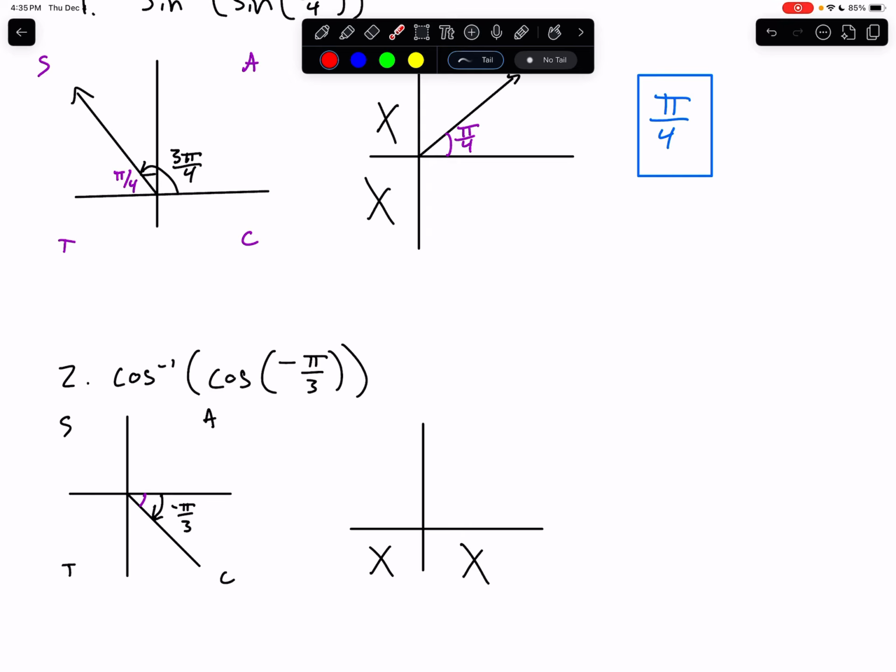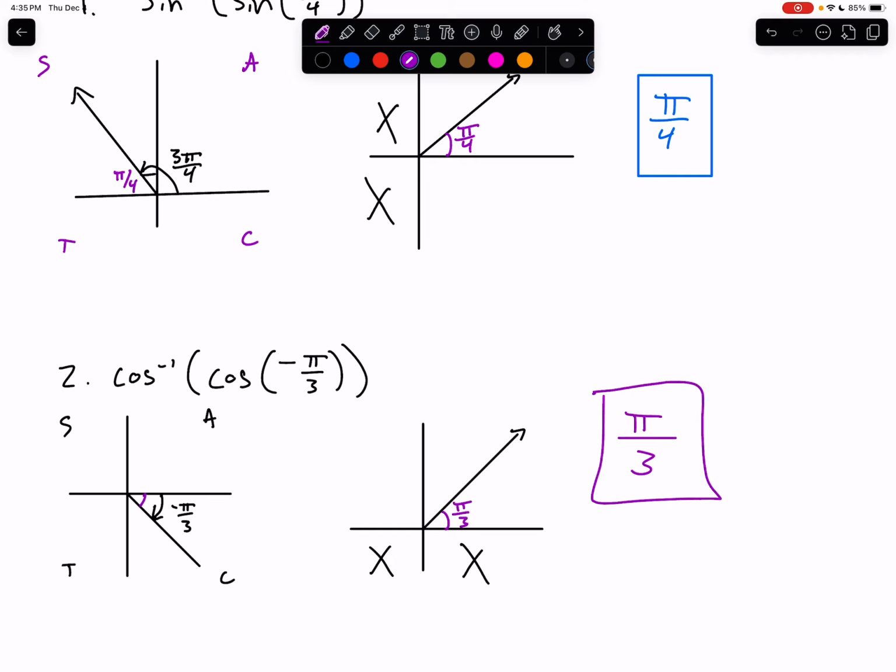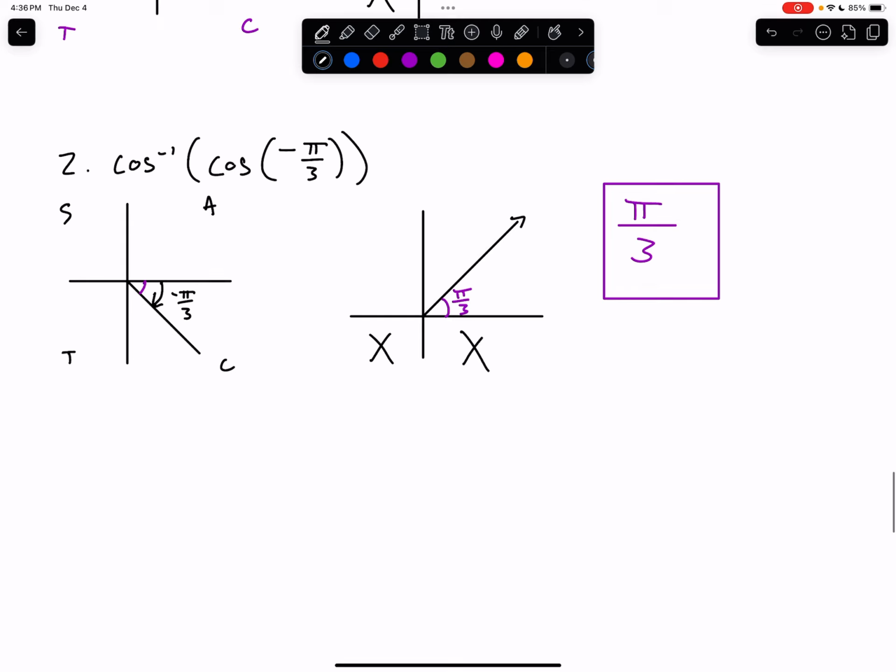So where else is cosine positive? Well, that happens in quadrant 1. So I need an angle in quadrant 1 with the same reference angle as negative pi over 3, and that's just pi over 3. Okay, so that one was actually kind of easy, like the one above. So pi over 3 is my final answer here. Let's do another cosine one.